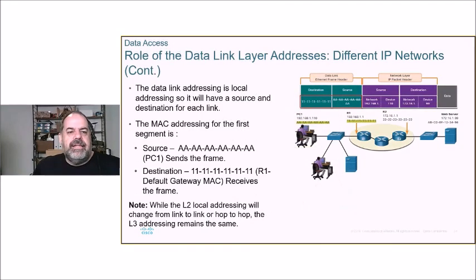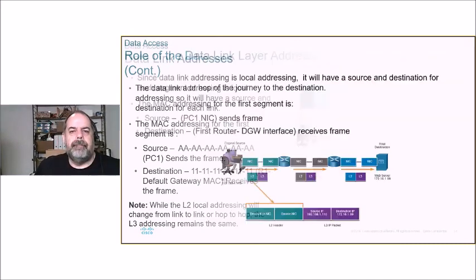And so the data link addressing is local addressing, so we'll have the source and destination for each link. And so, of course, the first hop that it does will have a source of all A's and a destination of all ones. While the layer 2 local addressing will change from link to link and hop to hop, the layer 3 address will stay the same. It's the layer 3 that actually gets it all the way to its destination. The MAC addresses are each hop along the way.